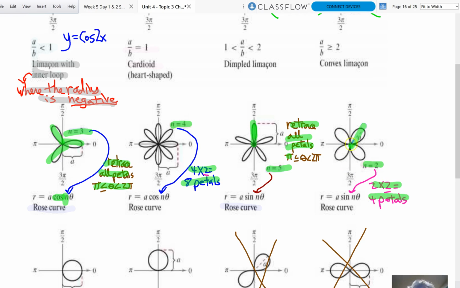This one has symmetry over the pole. This one has symmetry over the pole. Actually, this one has symmetry over the pole as well. And then we're going to talk about symmetry on the next slide.